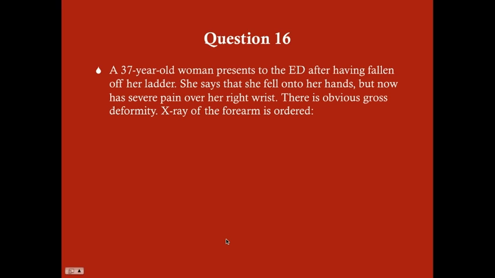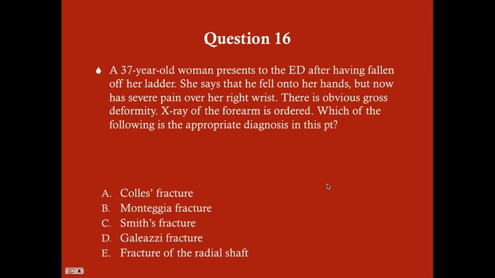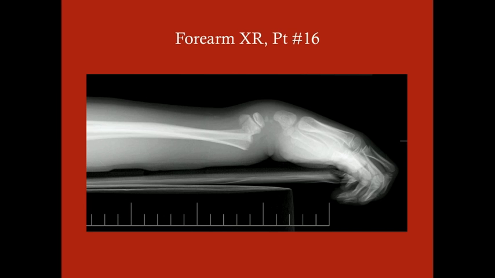X-ray of the forearm is ordered, as it always should be when you have a patient with a gross deformity. And here it is. So this is a lateral X-ray, and this is just a table that she's on or something. All right, now that you've seen this, which of the following is the appropriate diagnosis in this patient? A. Colles fracture, B. Monteggia fracture, C. Smith's fracture, D. Galeazzi fracture, or E. fracture of the radial shaft. In case you want to see this again, I'll just go back.